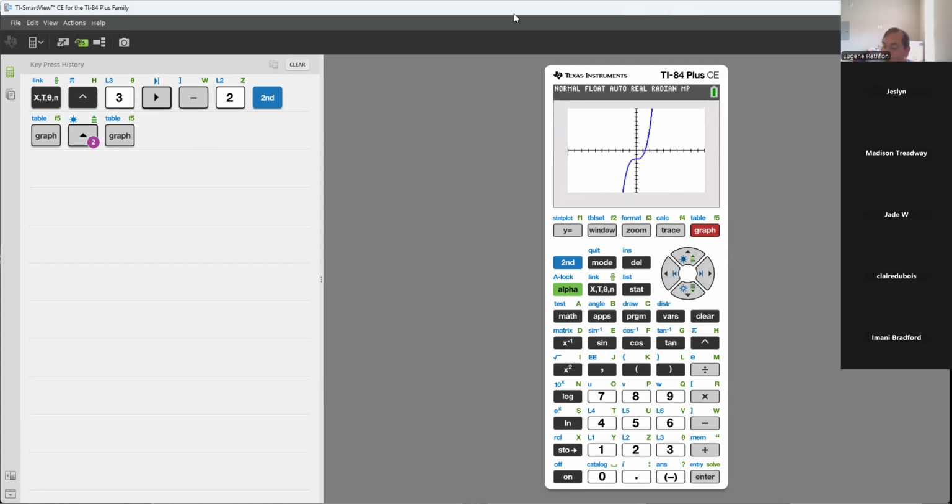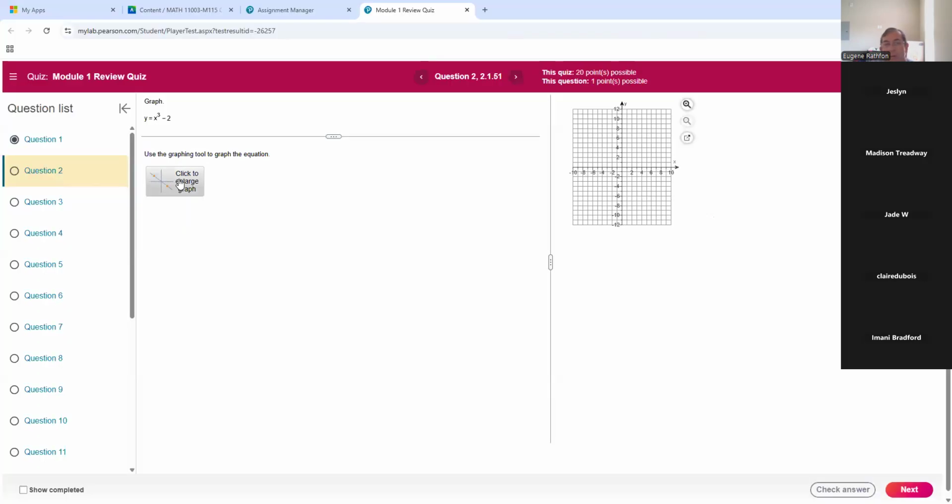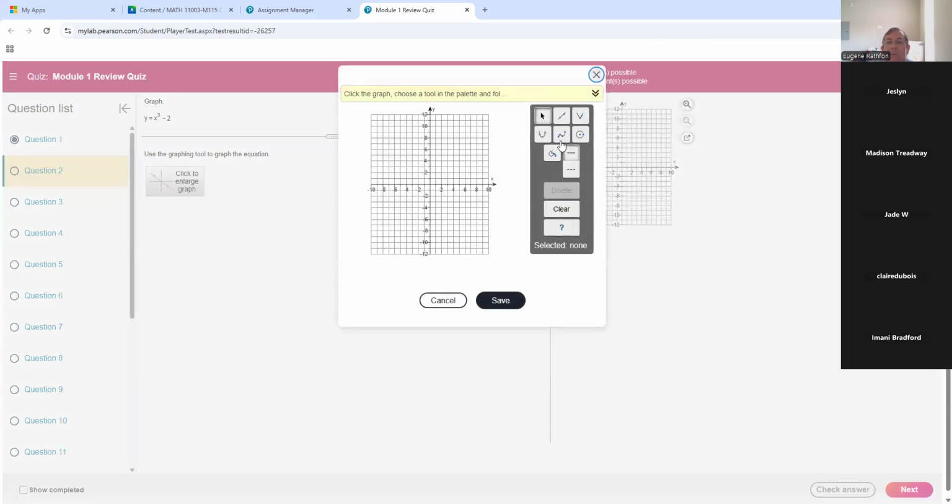So let's go to Math Lab and plot them 4 points. So click the enlarge graph. On the second row, I'm going to use the 4-point cubic tool and start putting my points. I had 0 and down to -2. Okay, I had 1, -1. I had 2, 6.